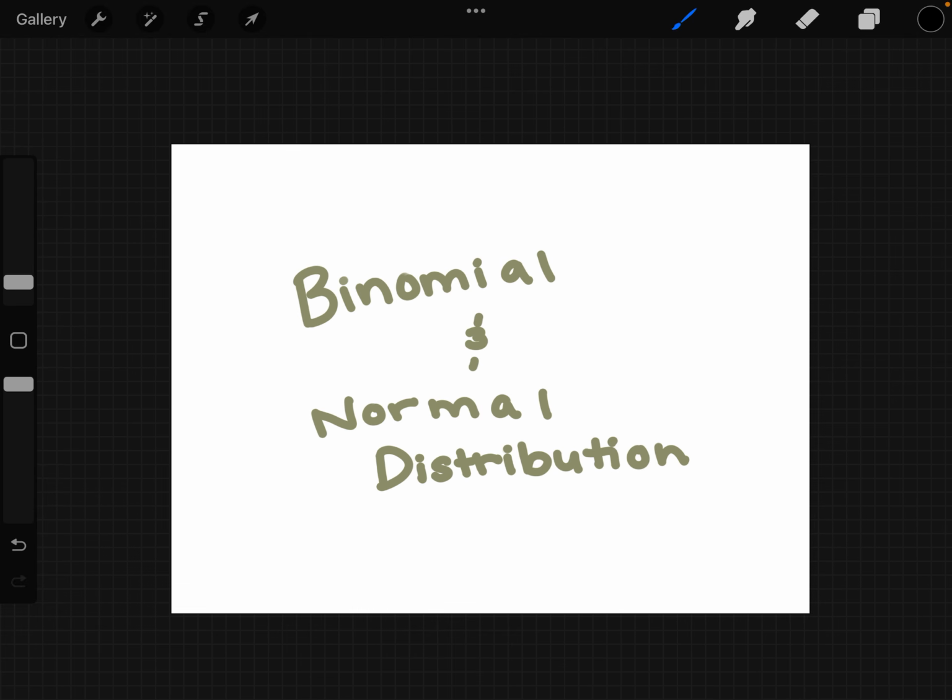Today we are going to be going over SL 4.7 and SL 4.8. It's important to keep in mind that while the binomial distribution formulas are in the formula booklet, the normal distribution formulas are not. All right, with all that being said, let's move right on.